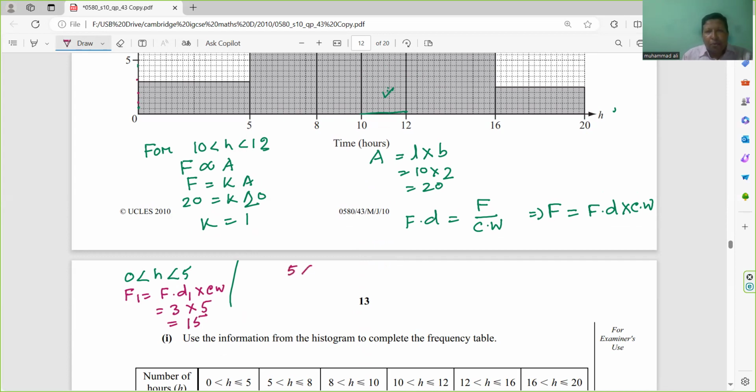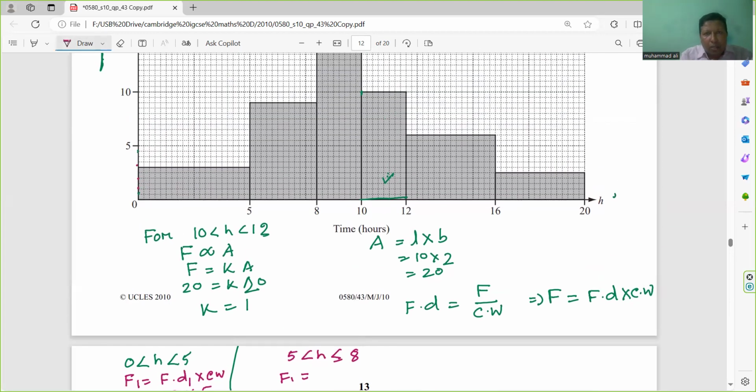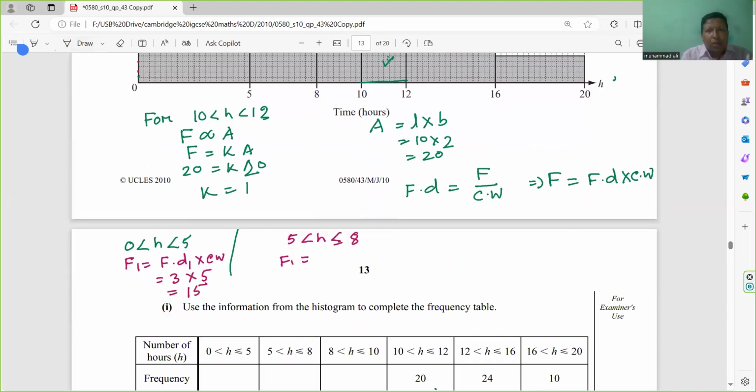From 5 to 8, the frequency density is 9. So up to this is 9. So here the frequency density is 9, multiplied by the class width, which for 5 to 8 is 3. So frequency equals 27.